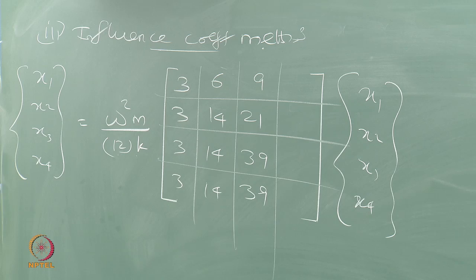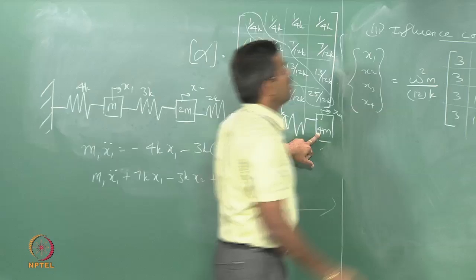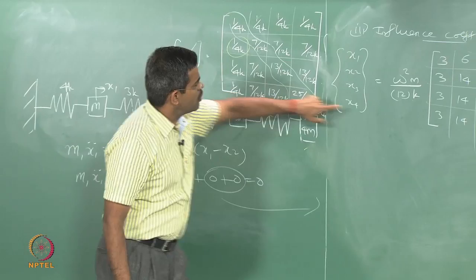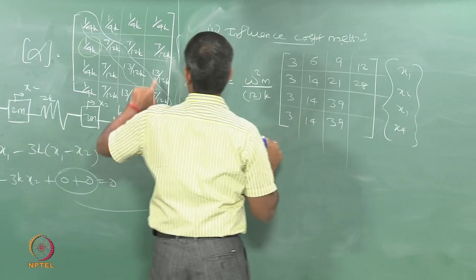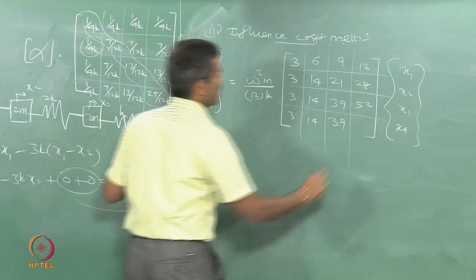Let us go to the fourth column. I have 4k, I have 12k here, so numerator 3 multiplied by m4, so 12. Remaining denominators are 12, so no issue, no multiplier in the numerator. 7 4s 28, 13 4s 52, 25 4s 100.